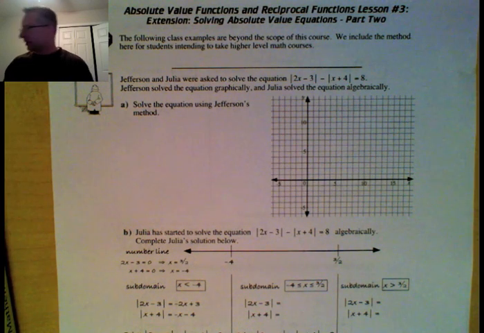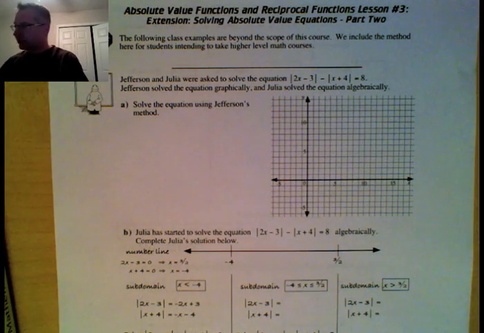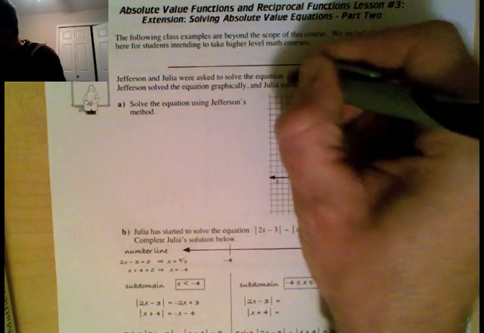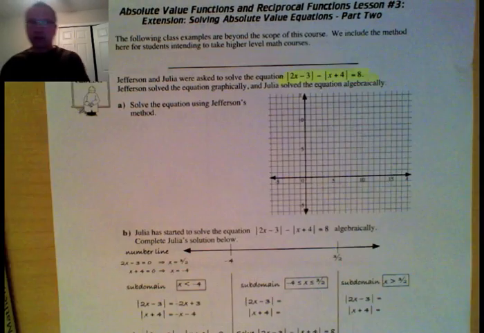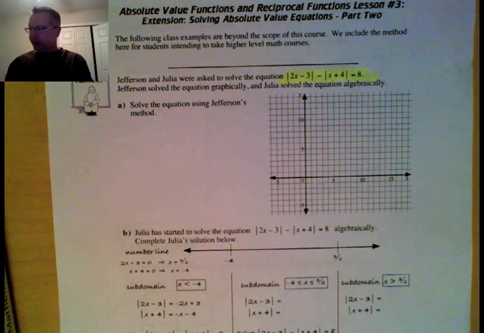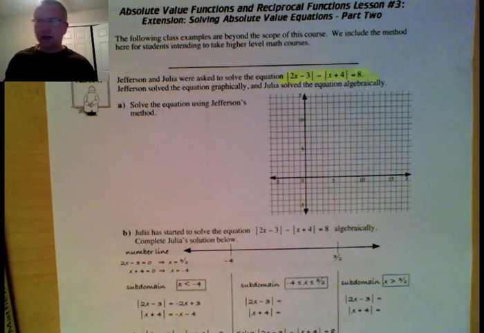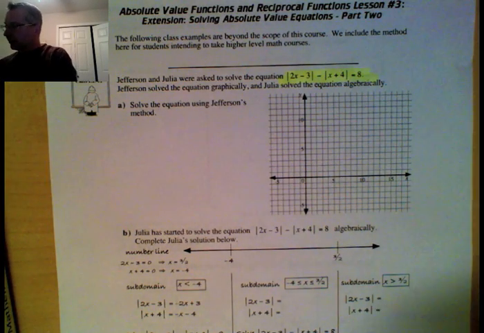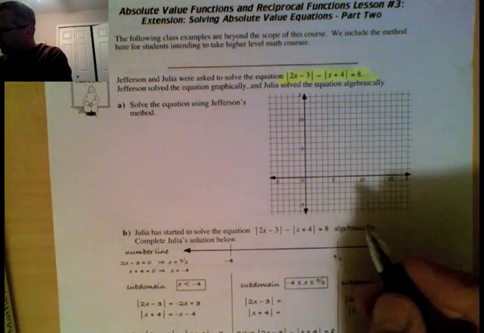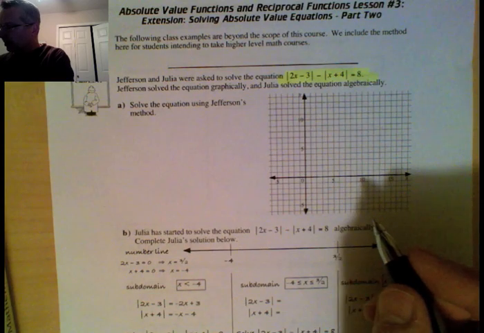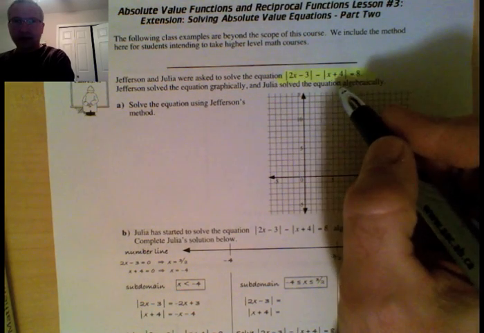In the second part of the lesson today, we're still going to be solving absolute value equations, but in this case, we're going to look at equations that have two absolute value bars in them. In the previous examples, we only had equations with one absolute value bar. Now, the first thing they want us to do is solve this particular equation graphically.